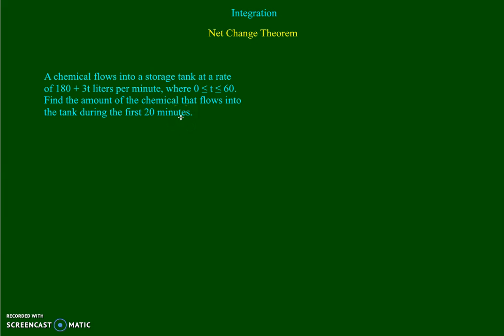So this is an application of the net change theorem. Because we're looking for the amount of a quantity, we're going to be integrating across some rate of change. And the rate of change is the rate of change of the amount of chemical in the tank per unit time. So we're going to take a definite integral, and our interval is from 0 to 20 because it says the first 20 minutes. So our lower limit is 0, our upper limit is 20. Our function is 180 plus 3t, and our variable of integration is t, so it's with respect to time.